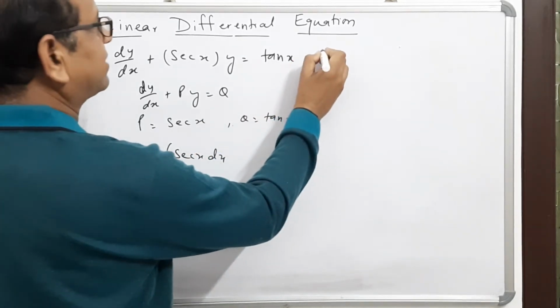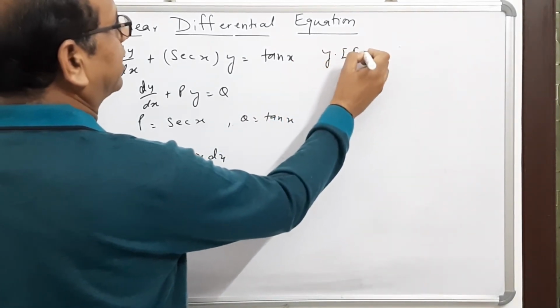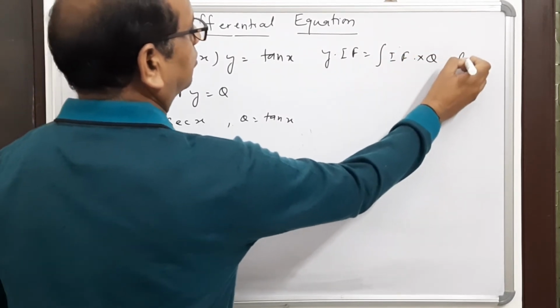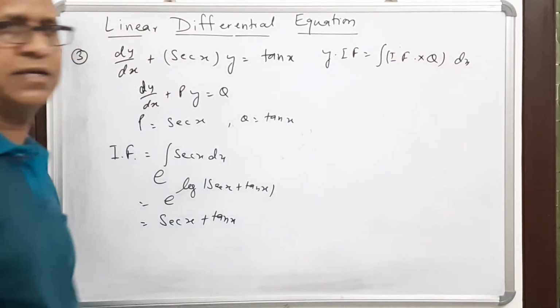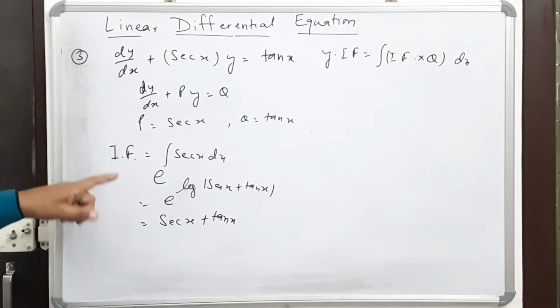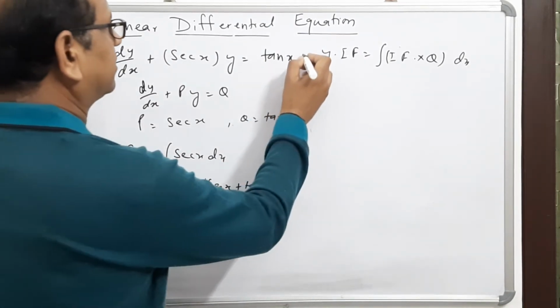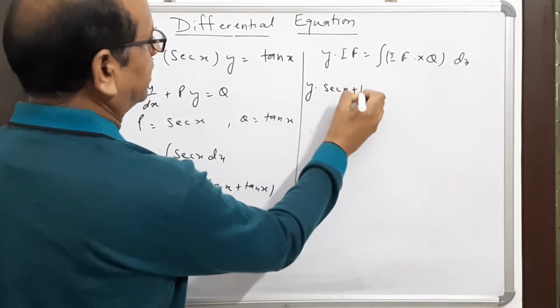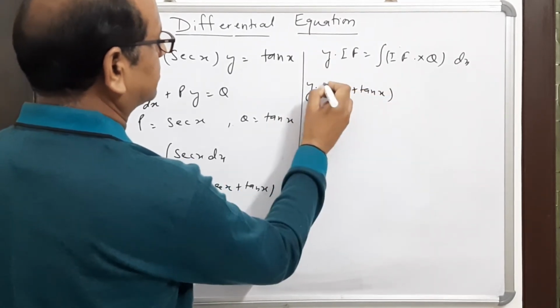Now the solution is y into IF equals to integration of IF into q dx. This is the formula as I already explained in the previous sums. So now we will put all these values here. So it is y into sec x plus tan x.